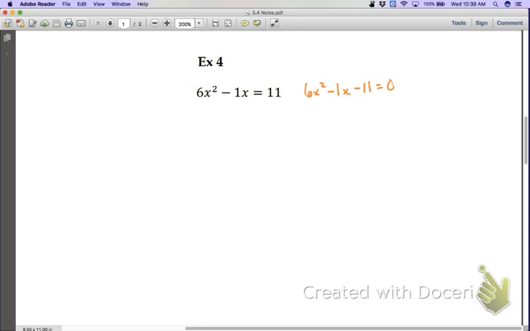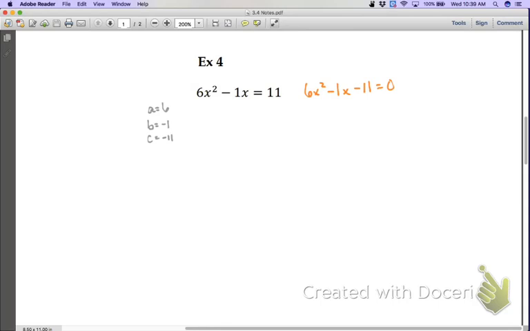I can't isolate it, so the quadratic formula is going to be the best option here. So again, I would write down what A is, what B is, and what C is. If you don't want to do that, you don't have to. I just do it so I have everything in one spot, and then I can plug it straight into my formula.